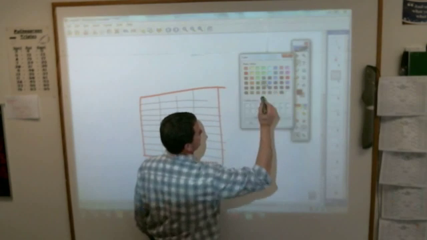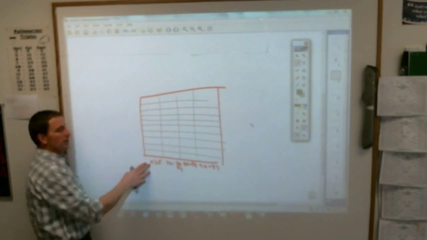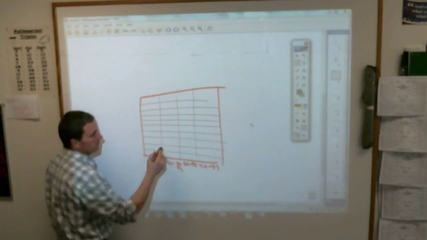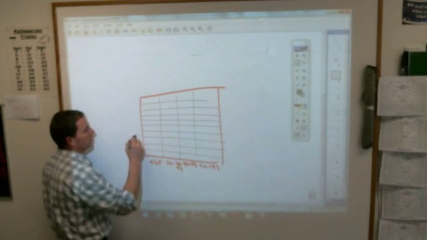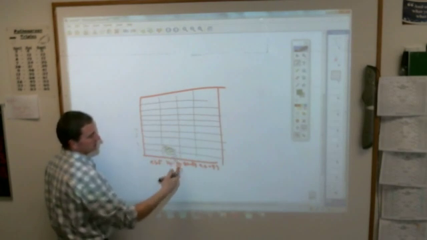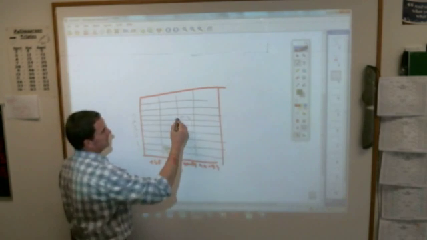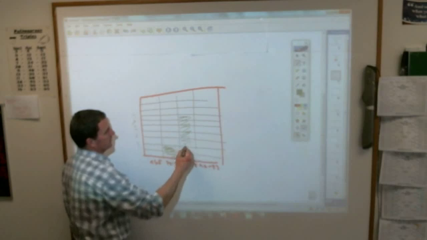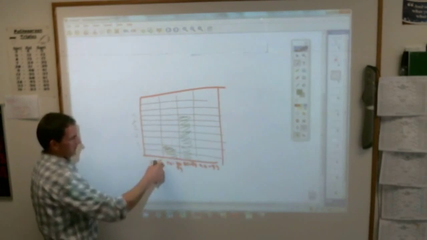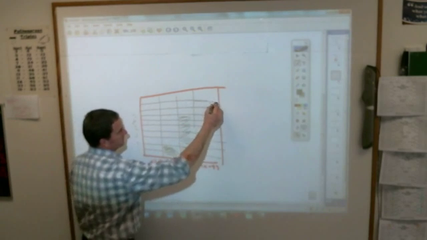Let's make a nice color. Your histogram would look like this. Nobody didn't pass the test, so there's nothing there for that. A couple people, 1, 2, 3, 4, 2 people got between a 70 and a 79. 5, 6, 7 people got between an 80 and an 89. That would be this little bar here. And then the rest, which would be what? 7, 8, 9, 10 people. Well, they did take the test, so we'll go 9. 9 people.